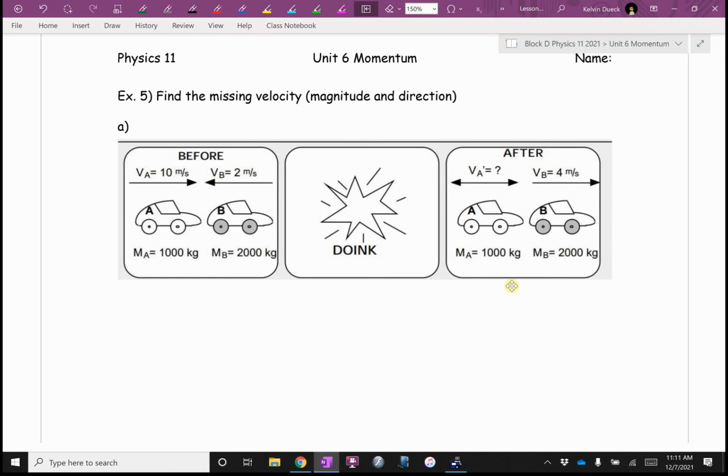Which one, initial or final? Now, there's a symbol for later in physics. It's an apostrophe. We actually read that as a prime. We would say VA prime, but you know what? After final. Okay, this wants us to find VA final. Is there a collision? Yes? This is a job for conservation of momentum.